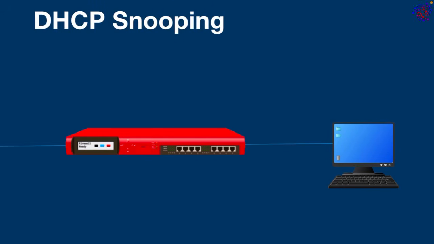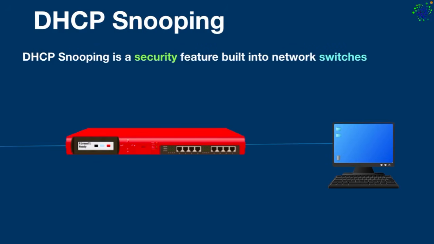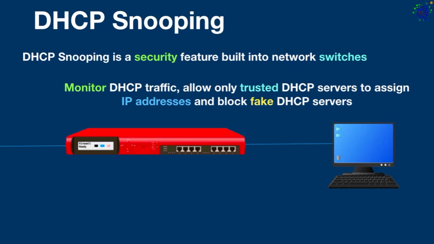So, what is DHCP Snooping? Let's keep it super simple. DHCP Snooping is a security feature built into network switches. Its job is simple: monitor DHCP traffic, allow only trusted DHCP servers to assign IP addresses, and block fake DHCP servers. Think of it like a security guard inside your network. It watches every DHCP message and blocks anything malicious. Without DHCP snooping, anyone can plug in a laptop, act like a DHCP server, and mess up your entire network.